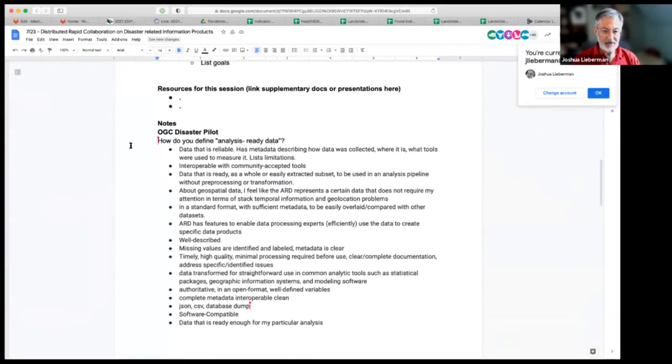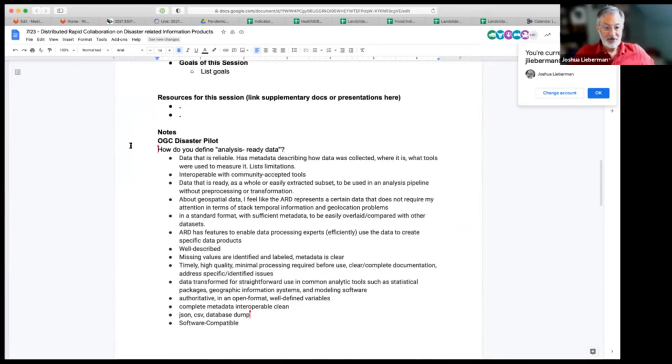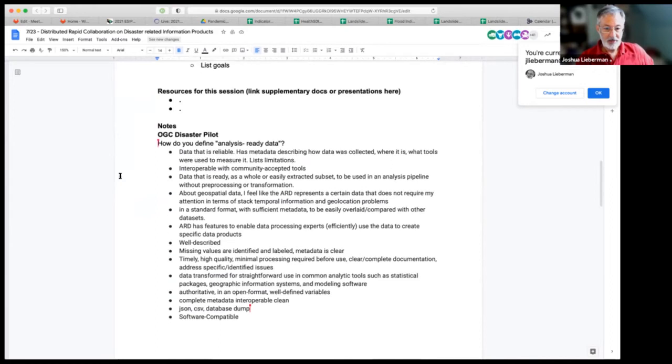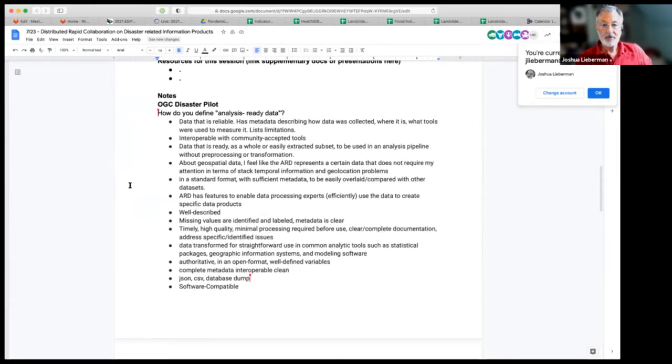So how do you define analysis ready data? We're a smallish group here, so I invite people to unmute and make a comment if they want to further explain what it was that they were responding to or to ask a question about this. So analysis ready data, data that is reliable. So that's a good point. So a defined quality of data, quality, completeness, coverage, and so on. Has metadata describing how it was collected, where it is, what tools were used to measure it, lists limitations. So interoperable with community accepted tools. So that's a good point, that ready means ready for use by some tools and communities. So we need to know what those are in order to define what readiness is.